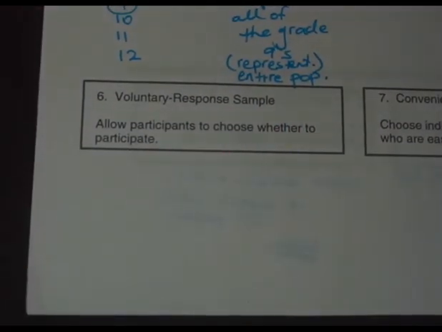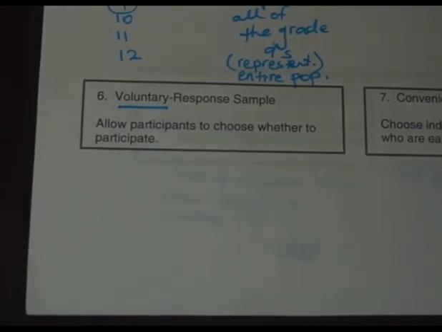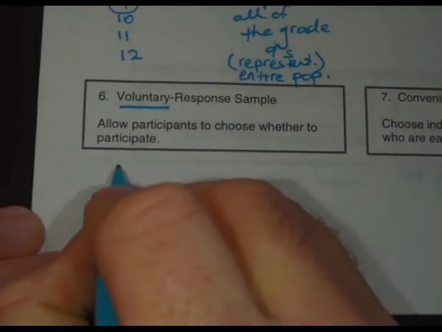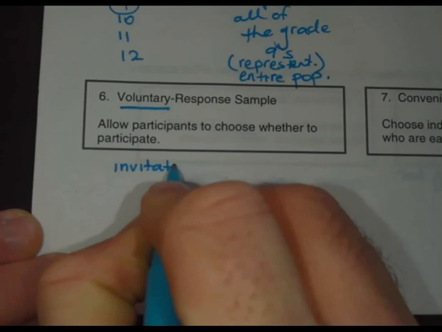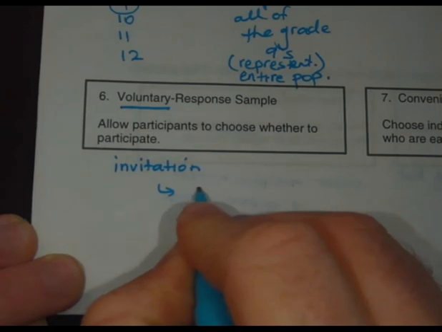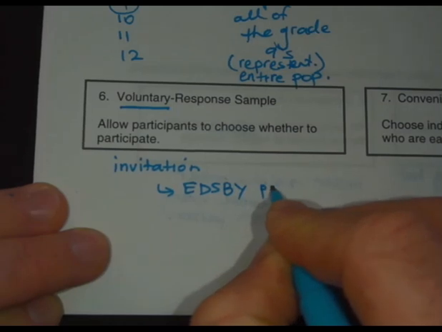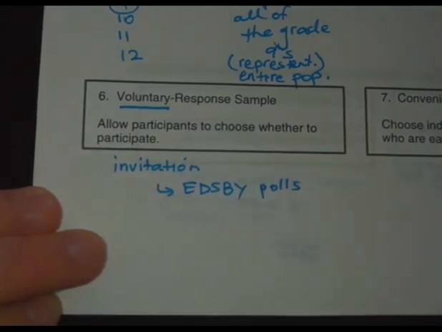A voluntary response sample allows participants to choose whether to participate or not participate. So they give a voluntary response. So that could look very different. For example, it's an invitation. So we're inviting people to take a survey. So the idea there is, you've seen at school where we have EDSB polls, all right? So it's an invitation to invite people to participate.